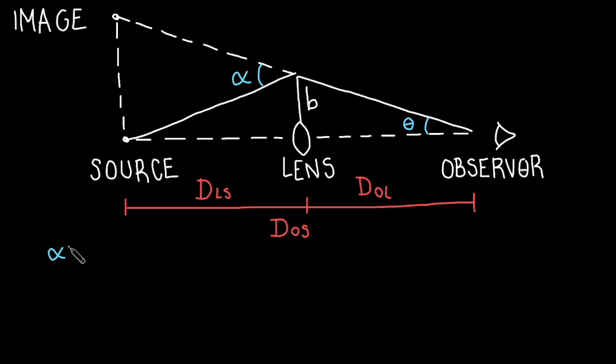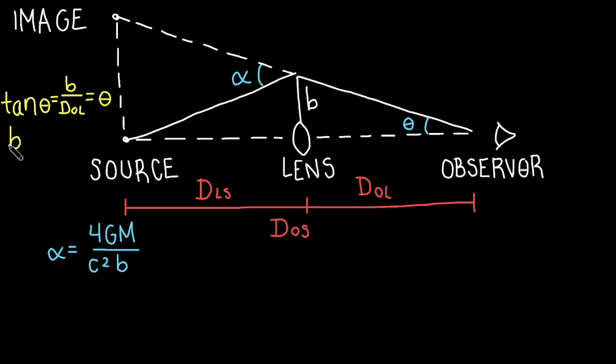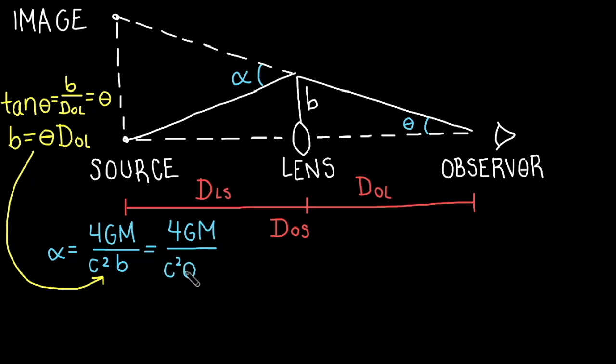Einstein derived that the angle of deflection is equal to 4GM over c squared b. Tan theta equals b over the distance between the observer and the lens. By the small angle approximation, tan theta equals theta. We can rewrite this as b is equal to theta times the distance. We also know that the angle of deflection is equal to theta times the distance between the observer and the source, divided by the distance between the lens and the source.